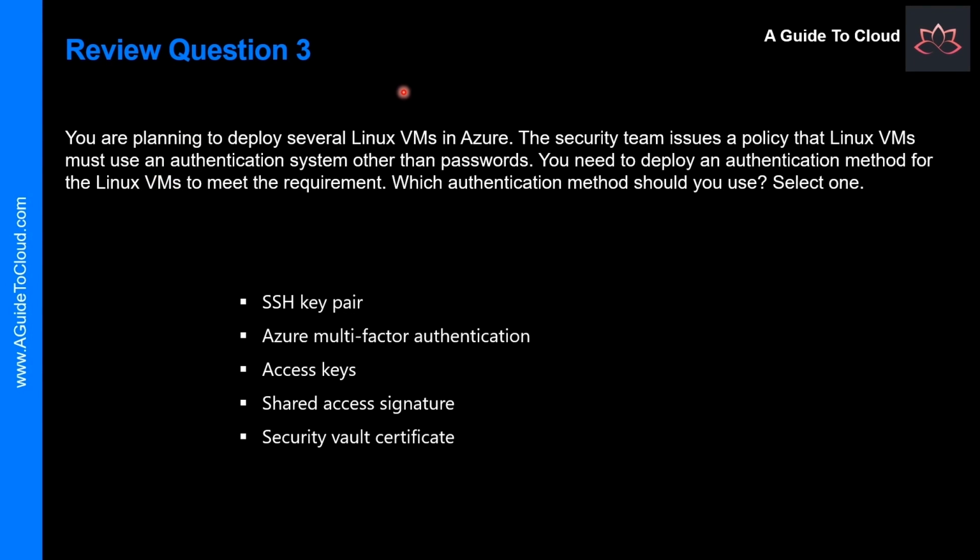Let's look at question number 3. You're planning to deploy several Linux VMs in Azure. The security team issues a policy that Linux VMs must use an authentication system other than passwords. You need to deploy an authentication method for the Linux VM to meet the requirement. Which authentication method should you use? You need to select one option from here.